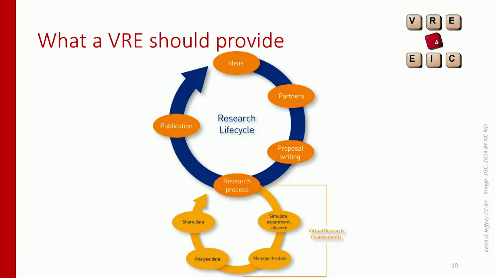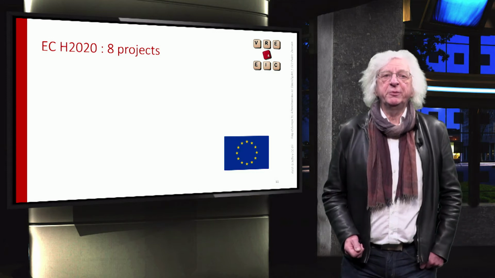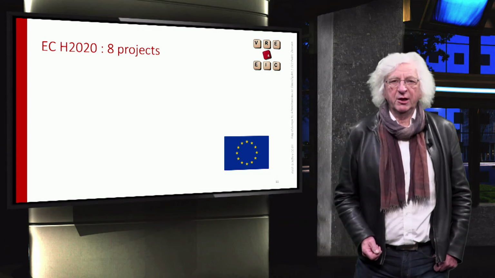Here we see the two cycles. The blue one is the research cycle from idea through proposal, then project producing publications. The orange one is the research process itself, from collecting data through observation, experiment or simulation to data management, data analysis and data sharing.